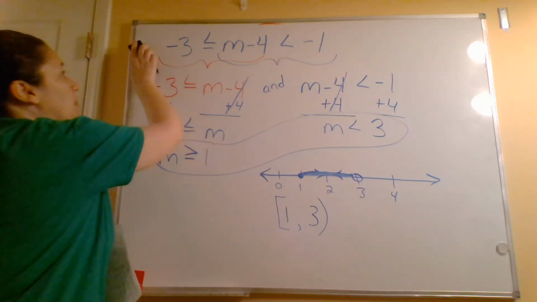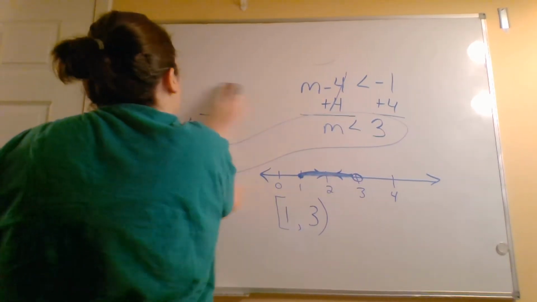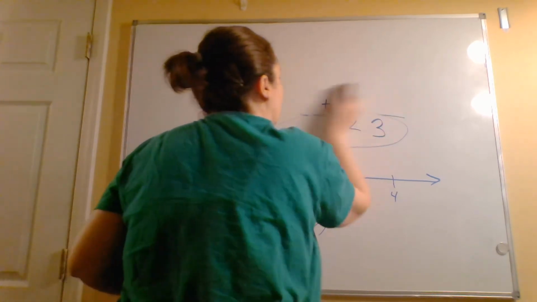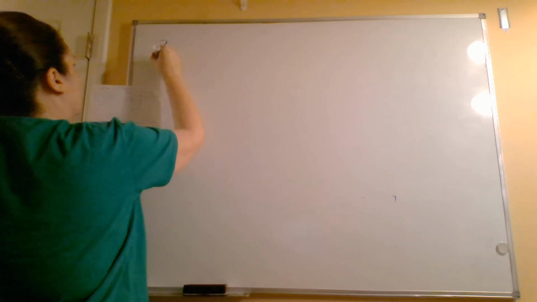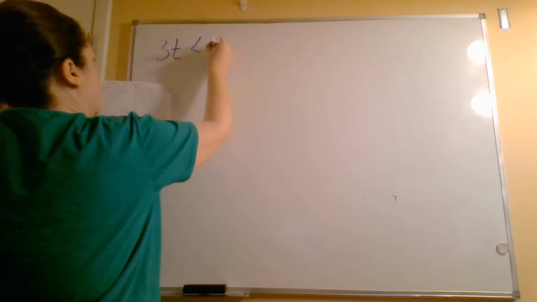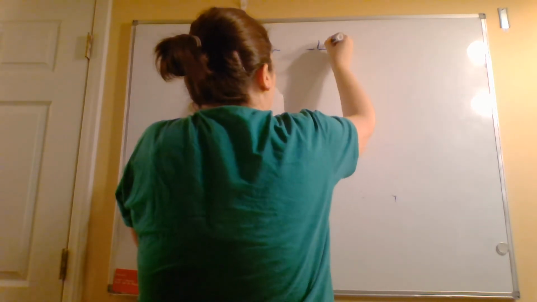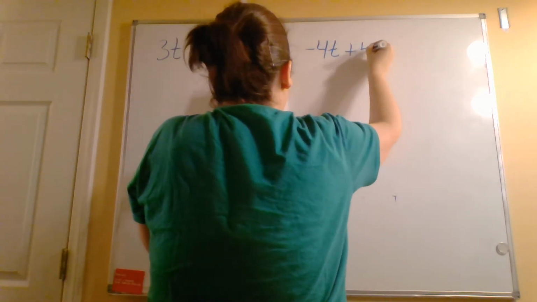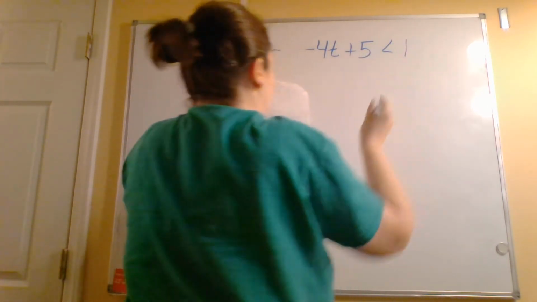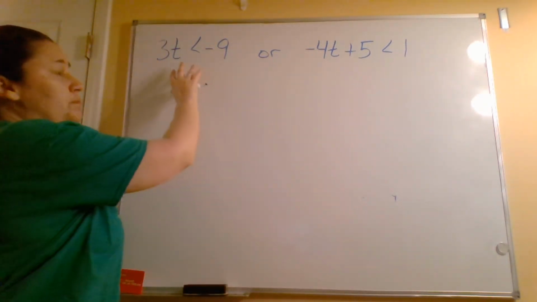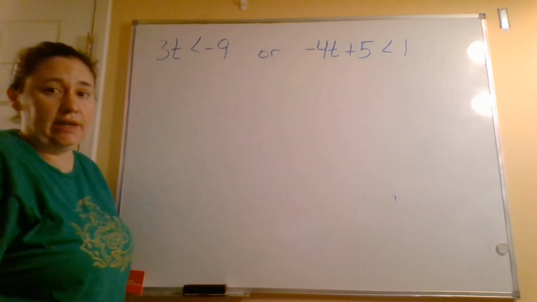The last problem on this page is a compound or. It says 3t is less than -9 or -4t plus 5 is less than 1. So we have to solve both of these inequalities to get the answer.